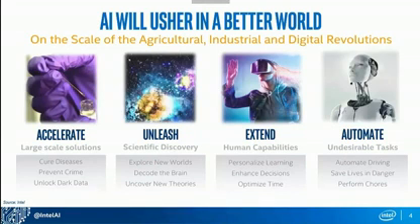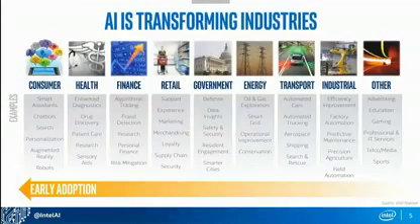Obviously, I'm not going to go over everything in this slide, but each of you should look at the column that is most applicable for your industry and see the types of things that are actually being done using AI to transform those industries today. We're seeing a lot of early adoption in the consumer, health, and finance spaces. Industrial, transport, and energy have been slower to adopt, but they're certainly there and moving forward.